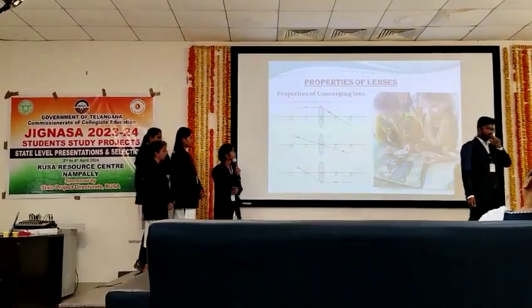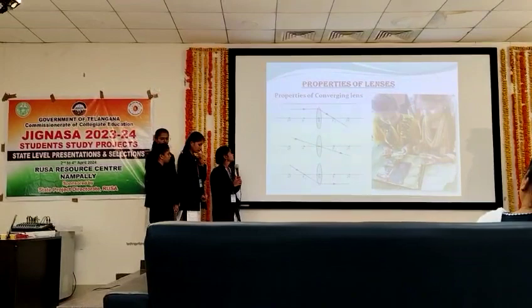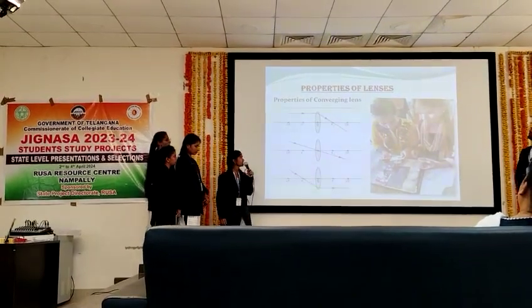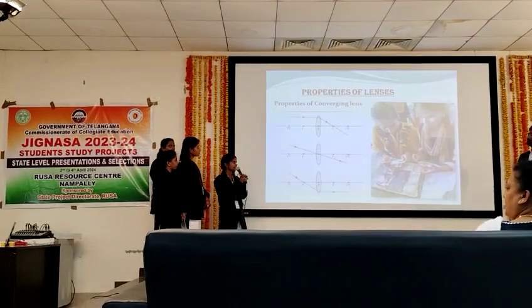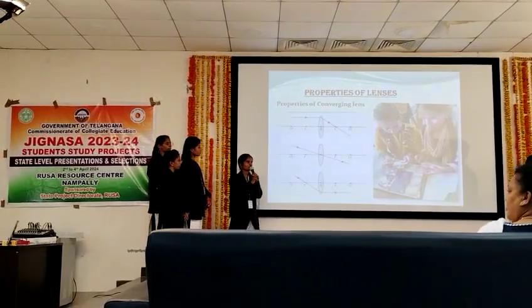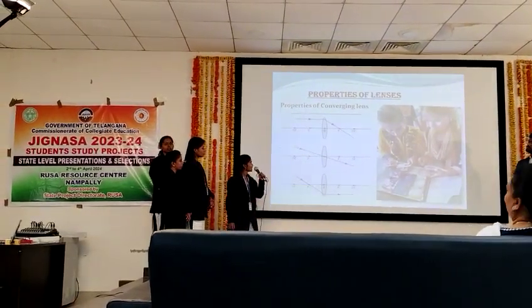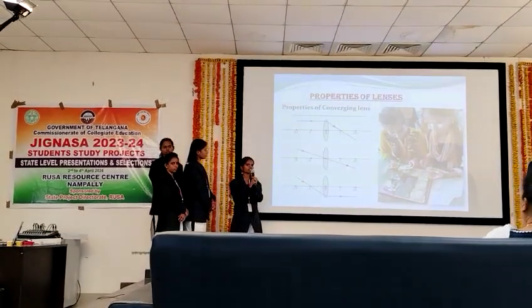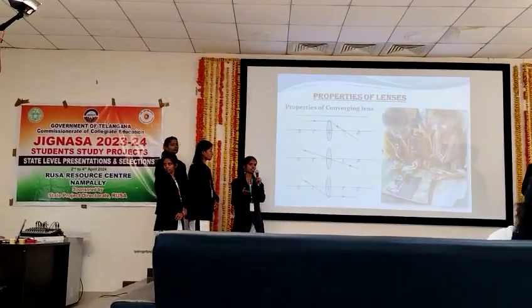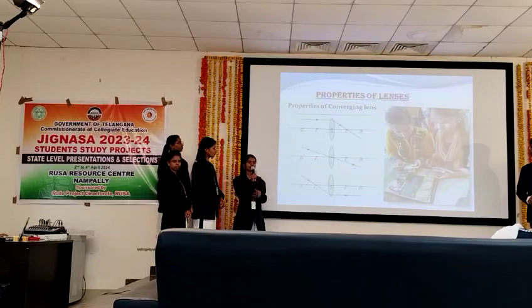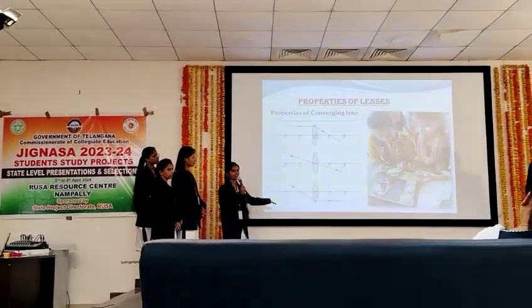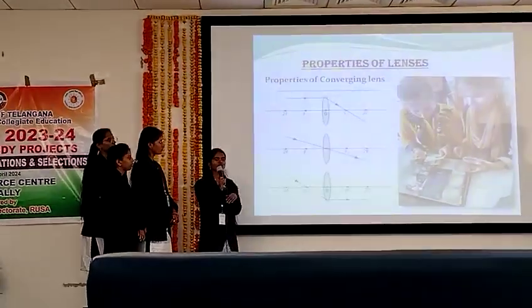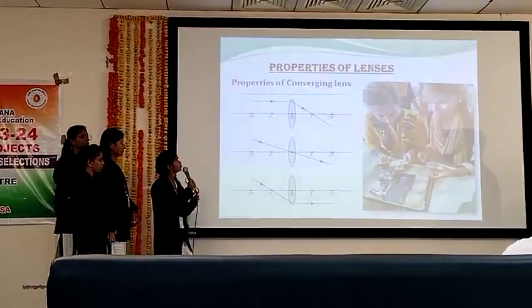Properties of lenses in a converging lens. Here we have three rules. One: the ray of light which is parallel to the principal axis, after refraction, passes through the first focus. Rule 2: the ray of light which is passing through the optical center, after refraction, becomes straight; it emerges without any deviation. Rule 3: the ray of light which is passing through the first focus, after refraction, becomes parallel to the principal axis.